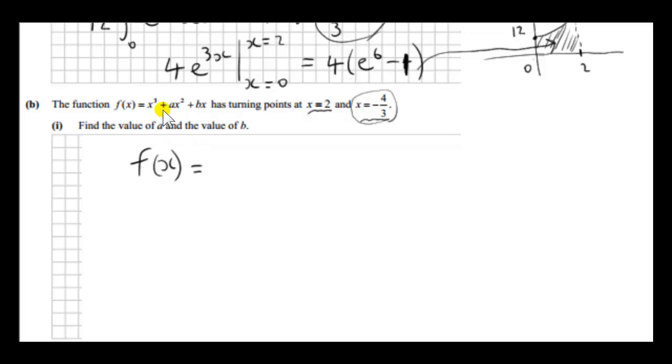So now we can write down f of x. F of x is fully specified. So a is minus 1. So we can write just minus x squared here. And b is minus 8.